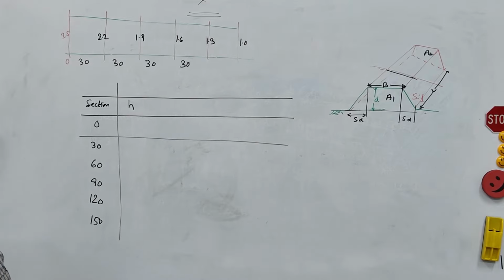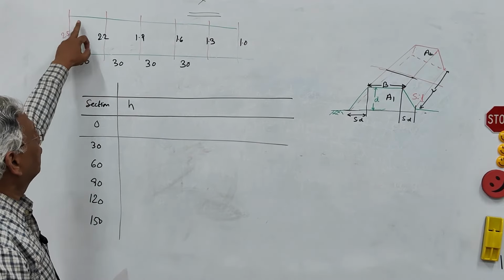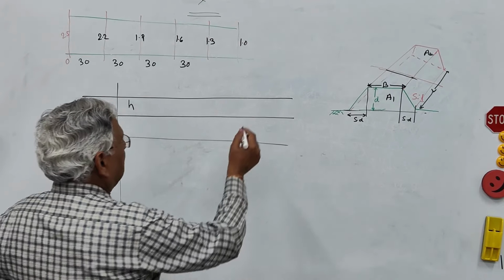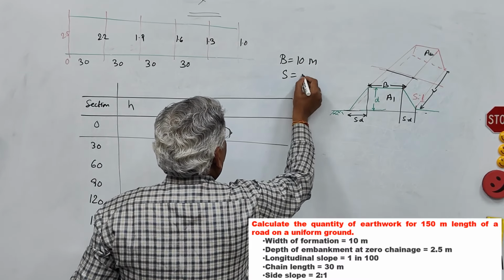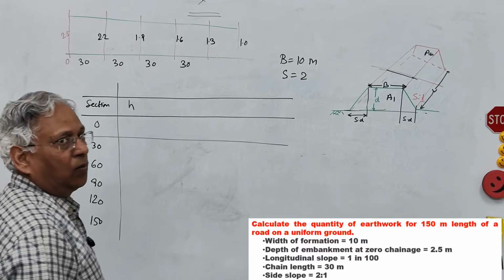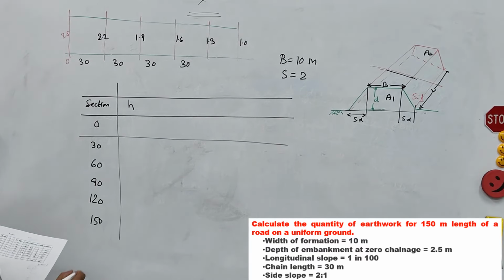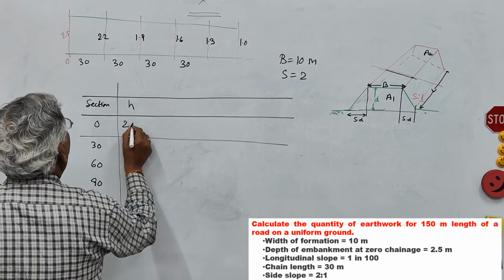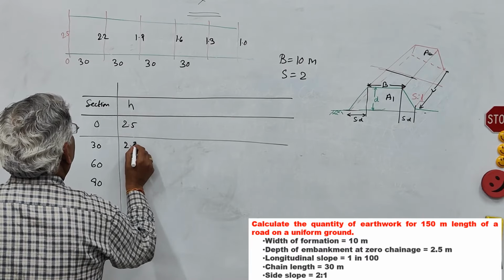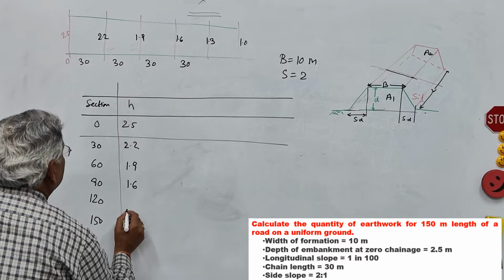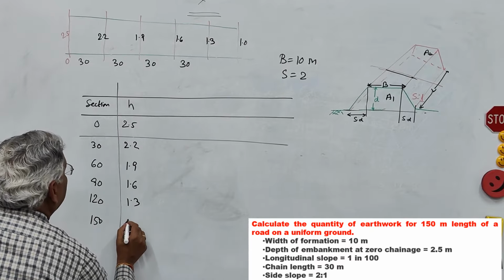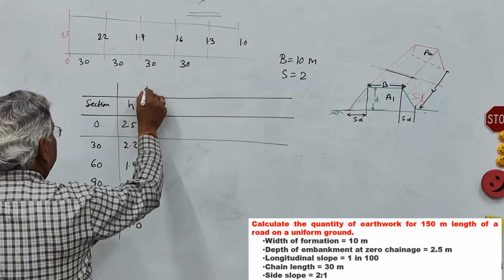Here it is filling, because the ground level is below the formation level. B is given as 10 meter. Side slope is 2:1. So this depth is 2.5, 2.2, 1.9, 1.6, 1.3 and 1.0.